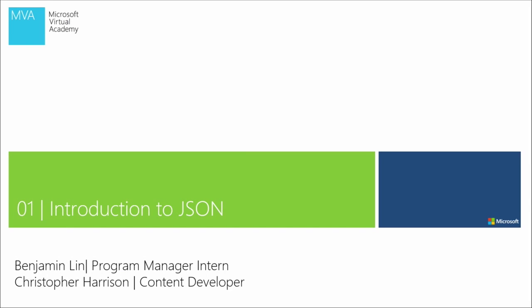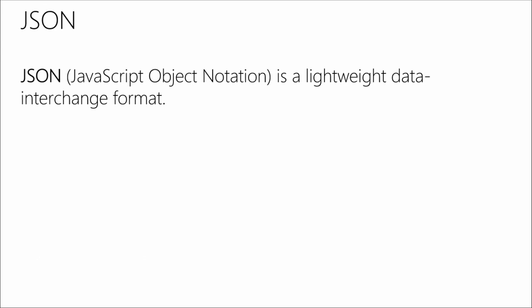So, Benjamin, what's JSON? What's JSON all about? Let's start with the first module, Introduction to JSON. JSON is a lightweight data interchange format. It stands for JavaScript Object Notation. So you use it to basically transfer data between different formats. I can use this to write data out to a file and load that back up later. And I can also use this to send information from one end to another.